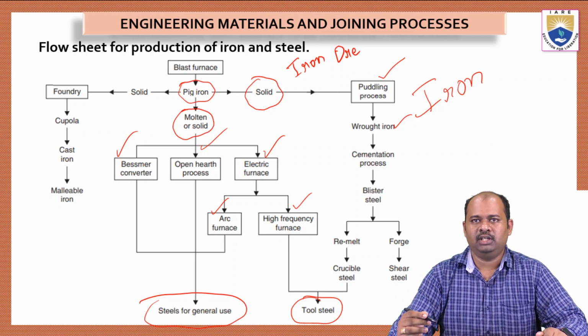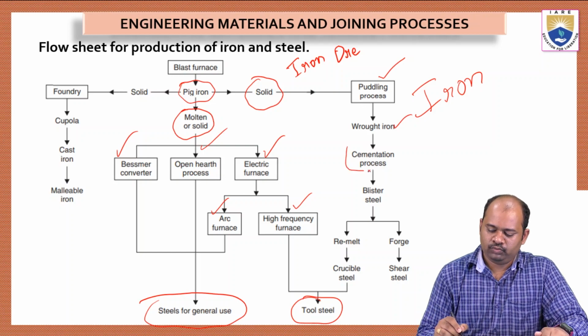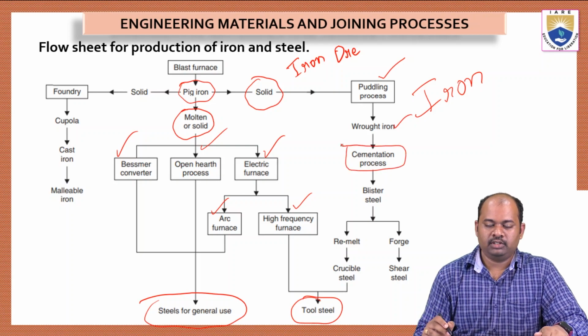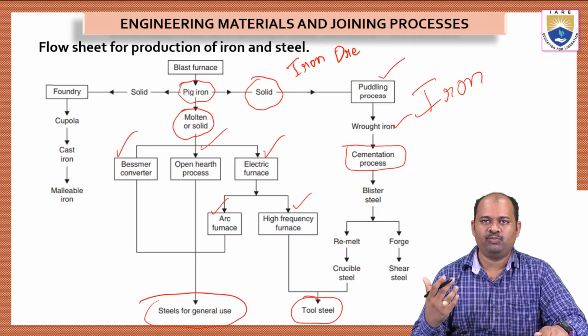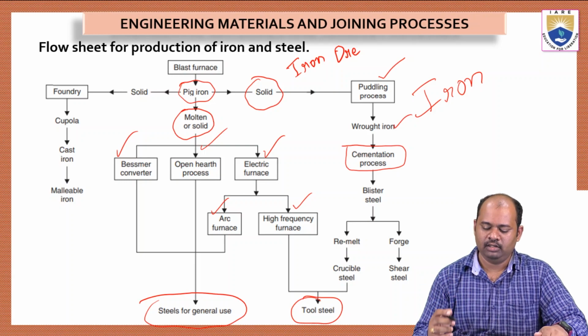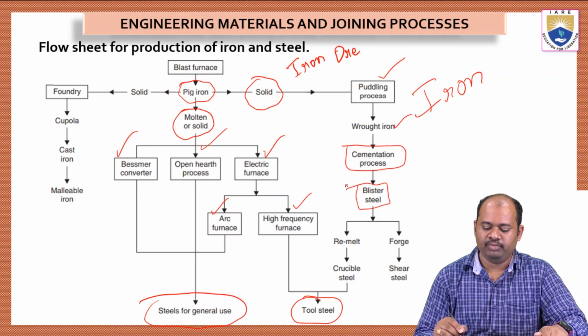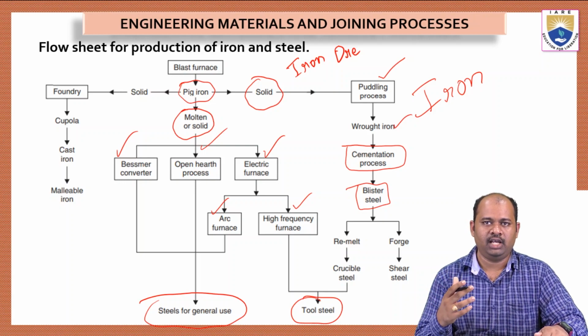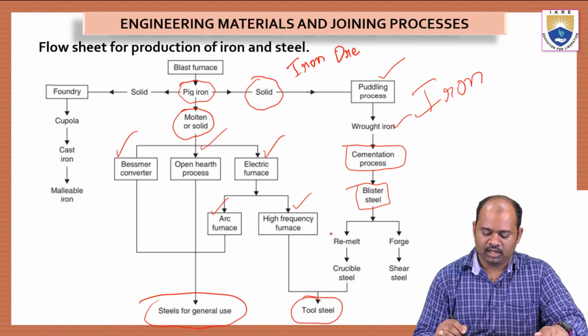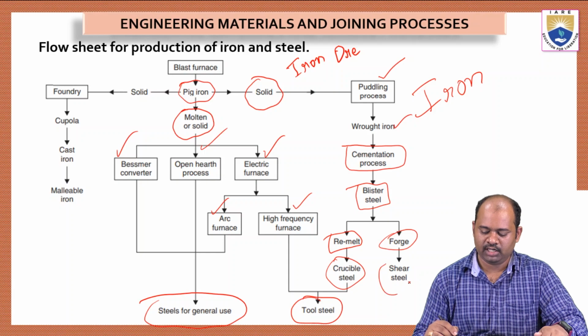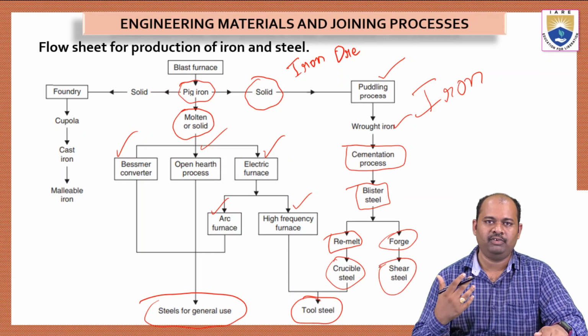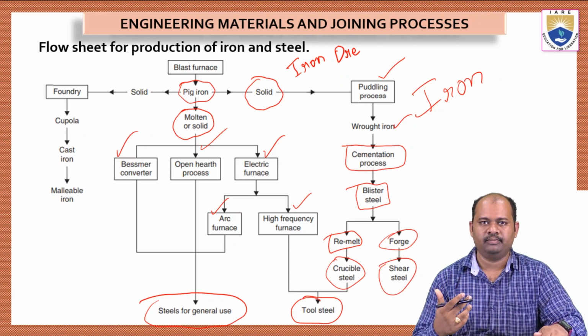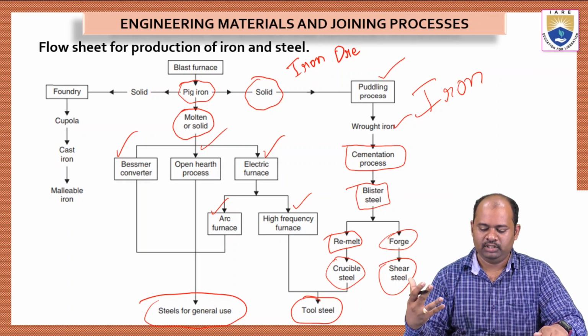And after processing we will do the cementation process. We apply the cementation process to this wrought iron, where we will get blister steel. Blister steel is another form of steel which has some applications, where after melting it we will get crucible steel, and if we forge this we will get shear steel. So depending on the type of process the steel undergoes, we will get different types of steels.